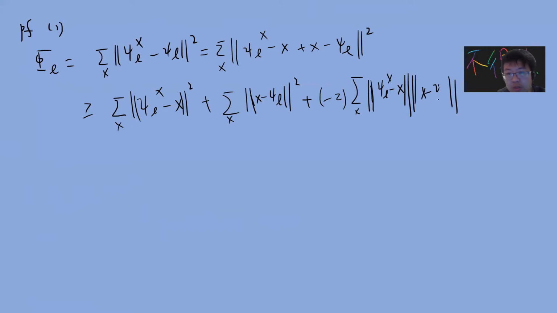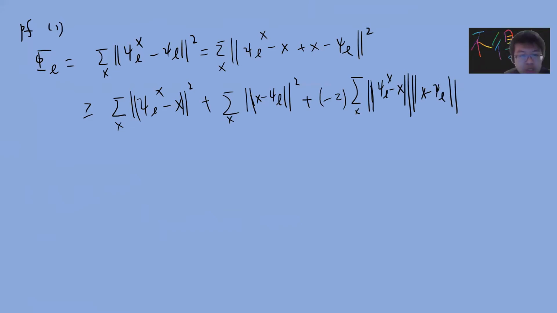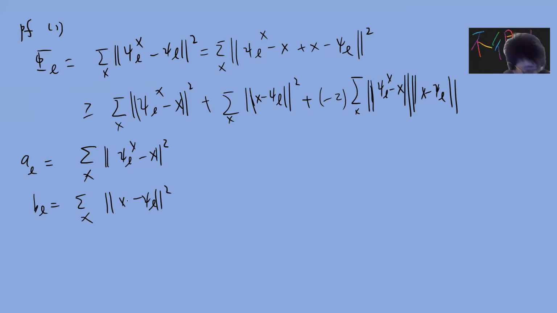So this is basically the Cauchy-Schwarz. And done. So let me define AL, just for convenience, for the first term, and then we define BL to be x minus psi L squared. So one can check these terms. Obviously these two. So then we just use Cauchy-Schwarz.